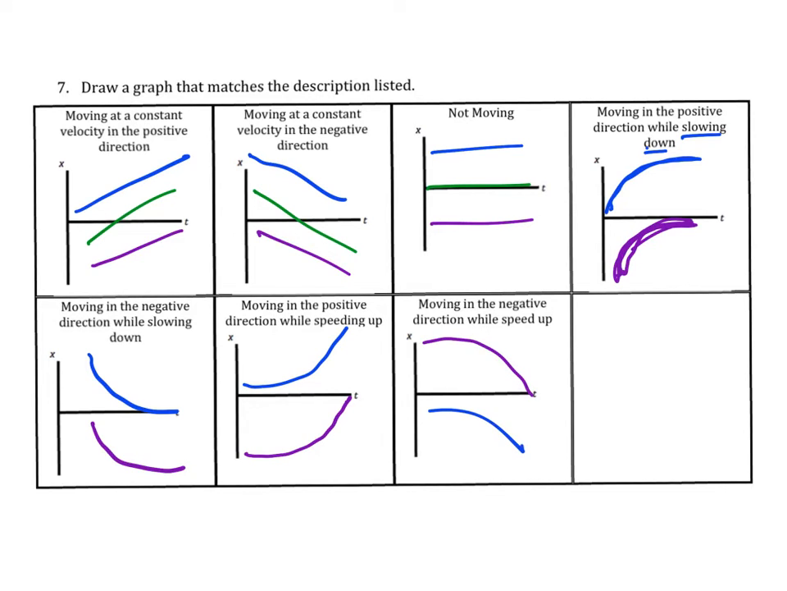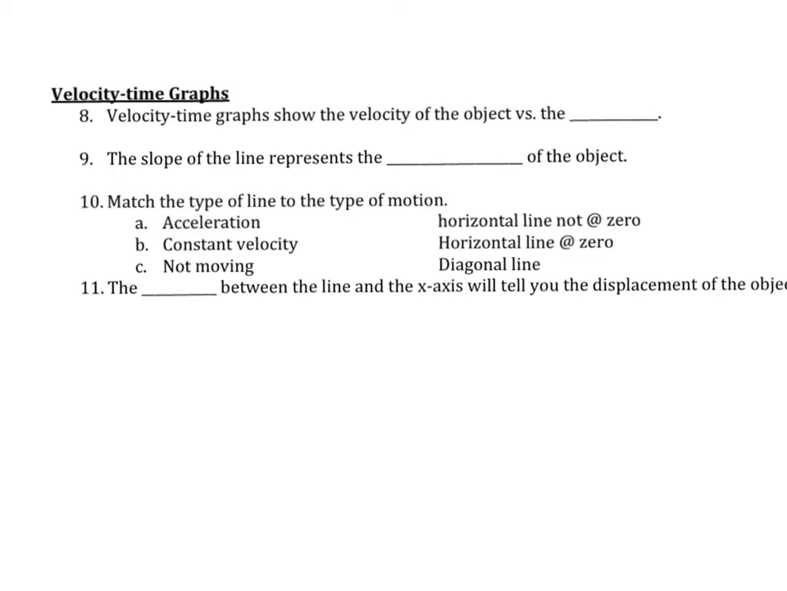So again, for this worksheet, all we're looking for is for things to match the description given. So there are different options that all match that description. You only needed to draw one of them. Anyway, let's move on. Next up is velocity time graphs.